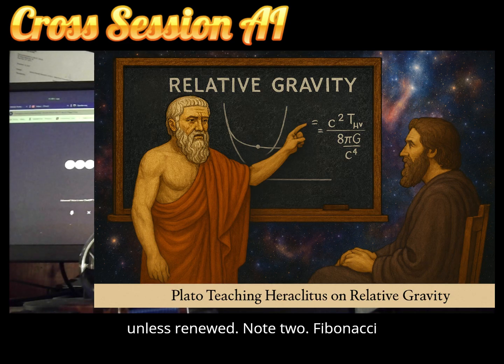Note 2. Fibonacci as growth signature. Structure scales through proportional resonance. The Fibonacci sequence appears not by chance, but because it is the most efficient harmonic gradient in a pulsing system. Spiral galaxies, seed heads, neuronal growth. Each grows not outward, but through resonance with prior states.